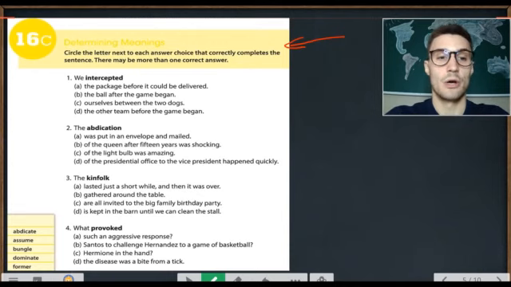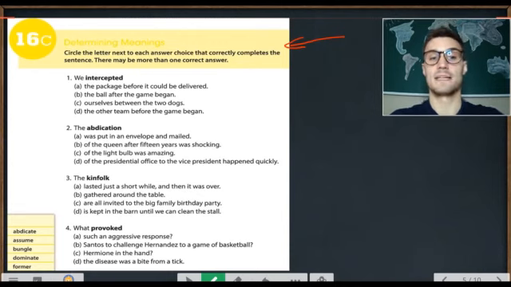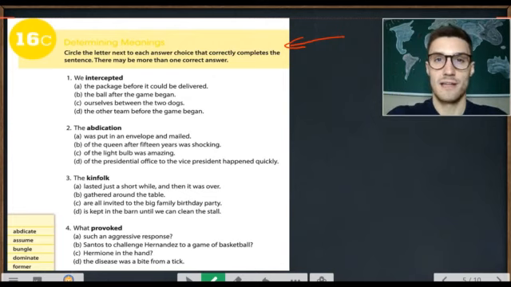Number 1. We intercepted A, the package before it could be delivered. B, the ball after the game began. C, ourselves between the 2 dogs. D, the other team before the game began. I can see 2 correct answers. Think about the most logical ones.